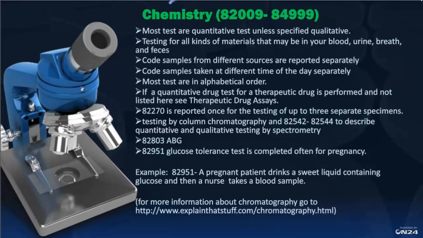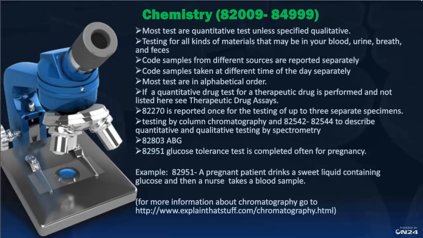Your chemistry section, 82009 to 84999. The codes in this section are used to detect any substances in the body, including therapeutic or non-therapeutic drugs and other substances. These codes are based on quantitative analysis unless it's specified otherwise. Testing for the materials may include your blood, urine, breath, feces. Samples from different sources are reported separately. Samples taken at different times of the day are reported separately.